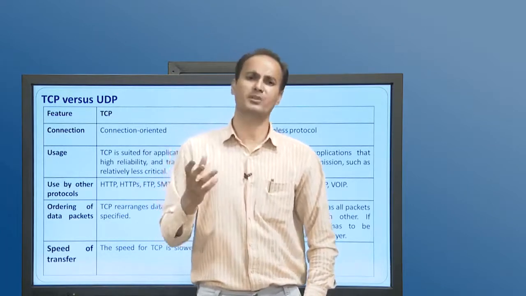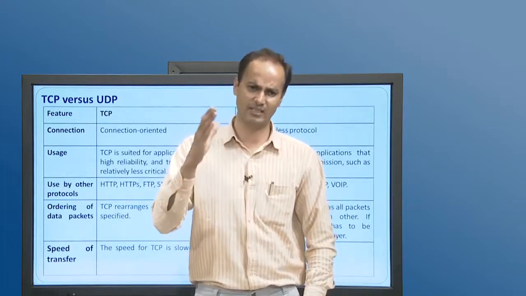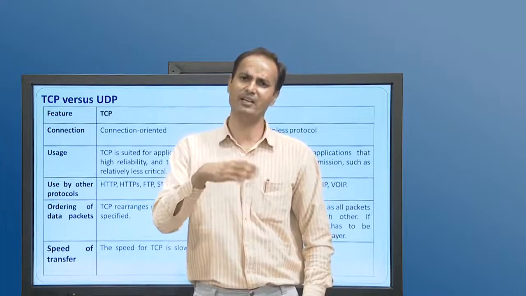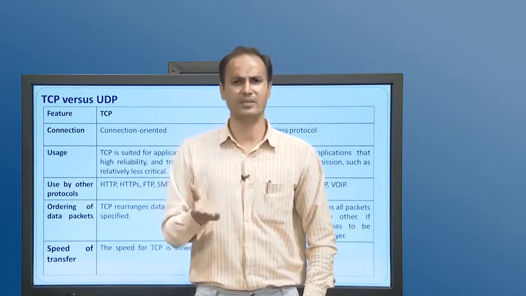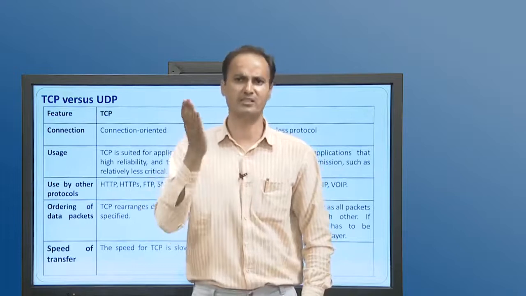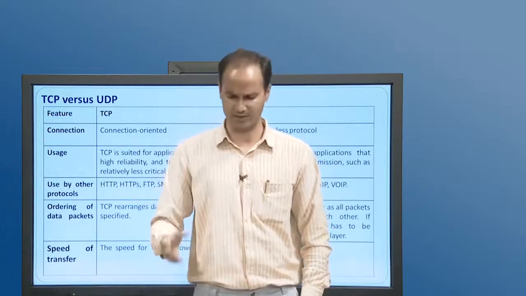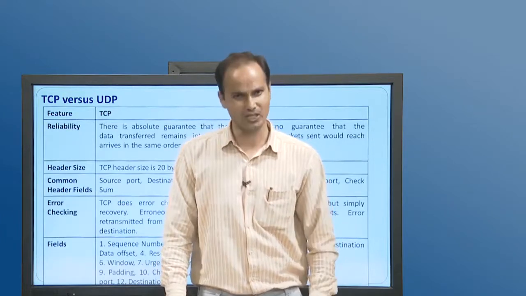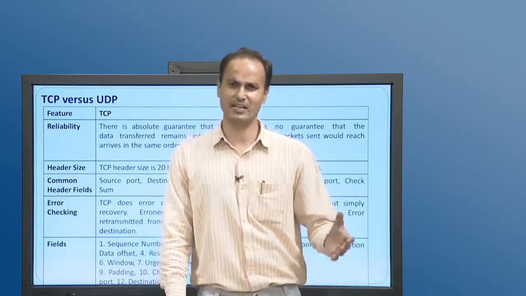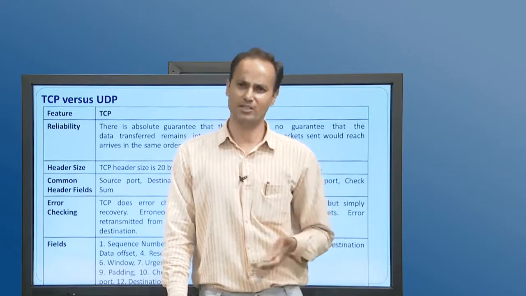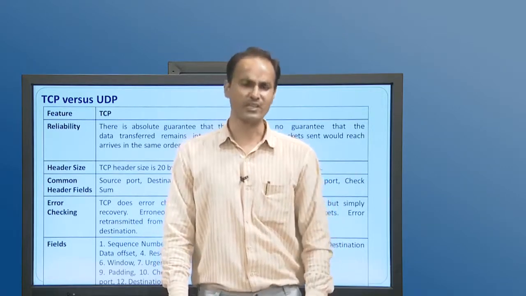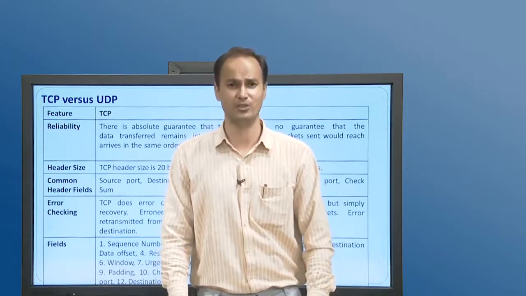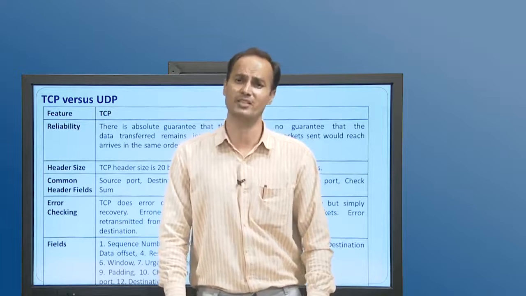Then, speed of transfer. TCP is slower compared to UDP, as TCP has a retransmission facility and an acknowledgement facility, to check whether the data has been received or not. Then reliability: as we know, TCP is more reliable compared to UDP, as it has retransmission and acknowledgement, as we discussed. Header size: generally TCP has a 20 byte header, while UDP has an 8 byte header.